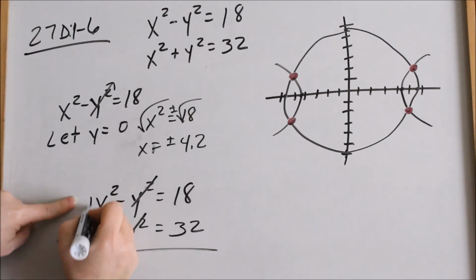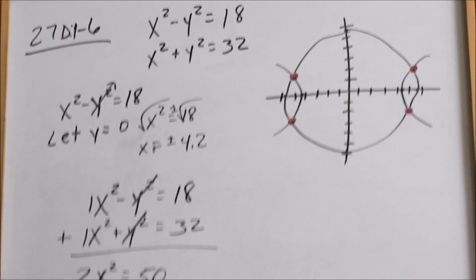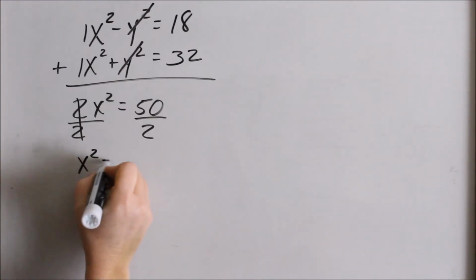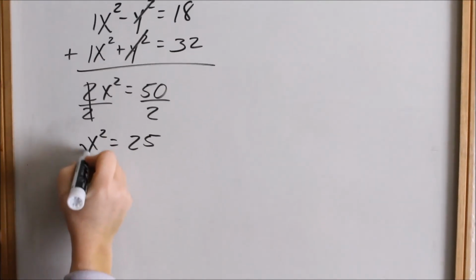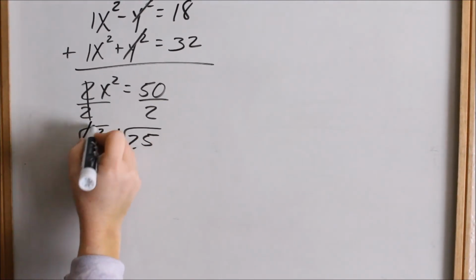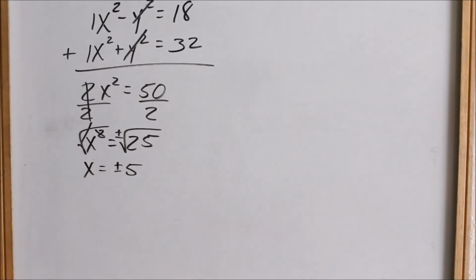So remember, this is a coefficient of 1. 1x squared plus 1x squared is 2x squared. Adding these together, that should be 50. And then dividing both sides by 2, because I'm solving for x squared, x squared equals 25. I'm solving for x, so take the square root of both sides, put my plus or minus. So x equals plus or minus 5.